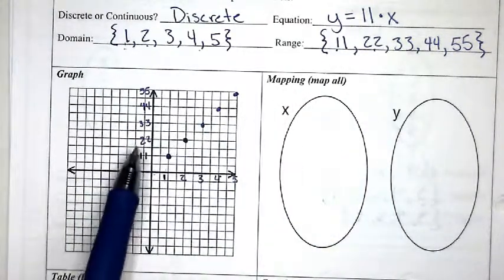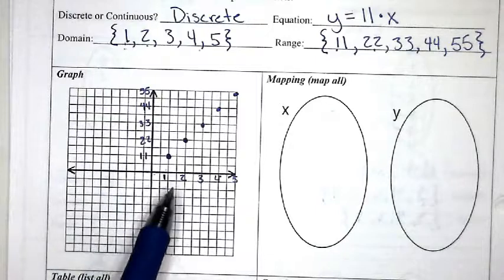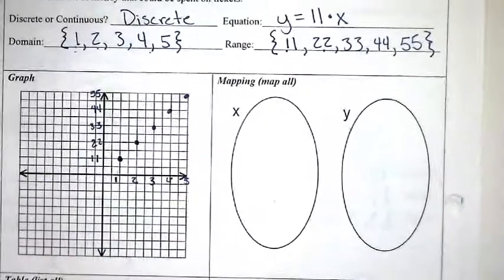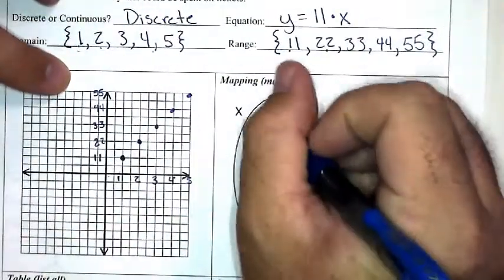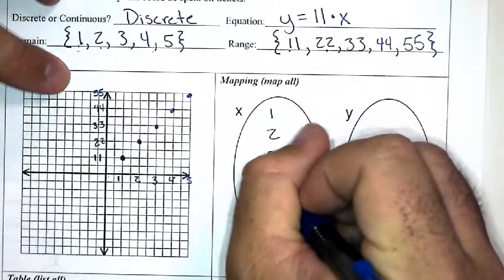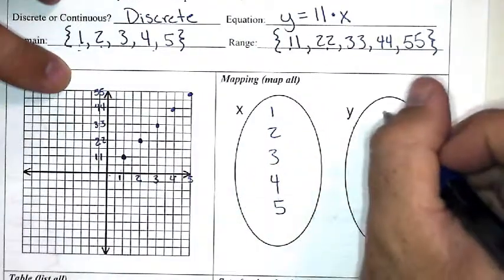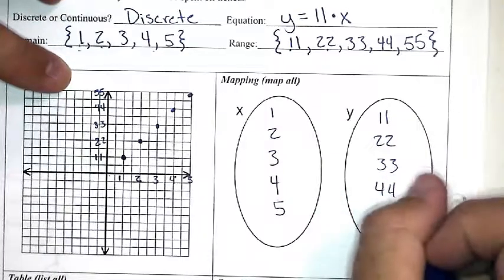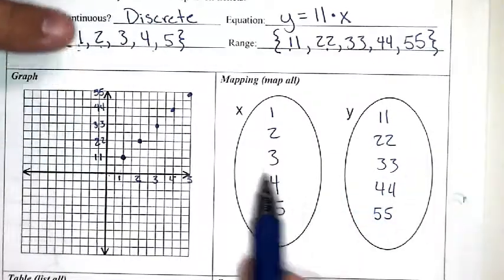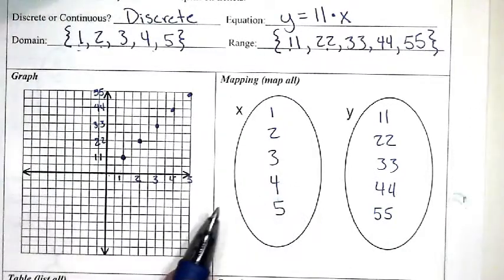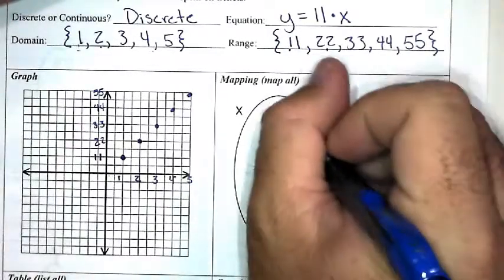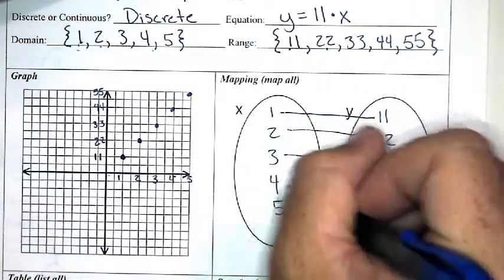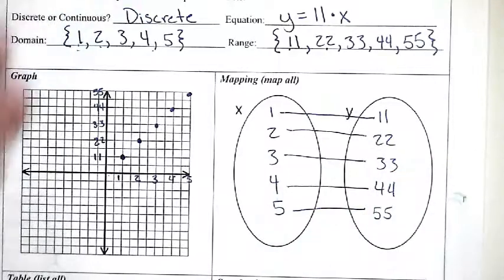Mapping is very simple. All right. Don't complicate your lives. Take your lists and copy them down. Now, it's not technically a map until we draw what between them? Lines. So 1 went with 11, 2 was with 22, 3 was with 33, 4 was with 44, 5 was with 55. Now it's a map. A roadmap to success in math.